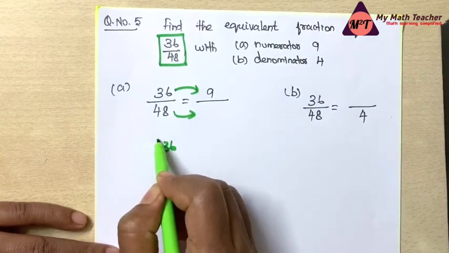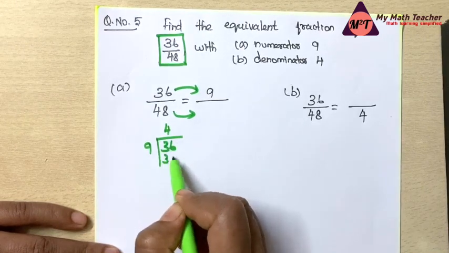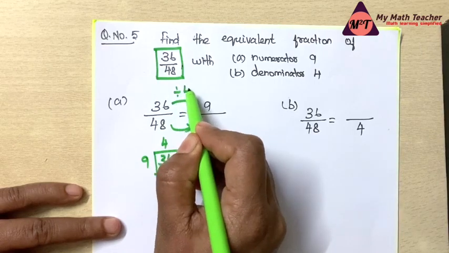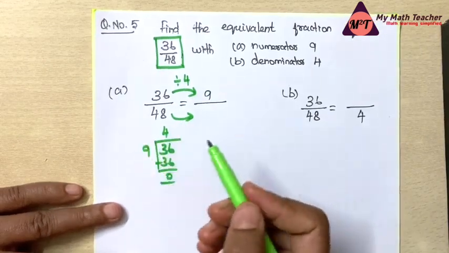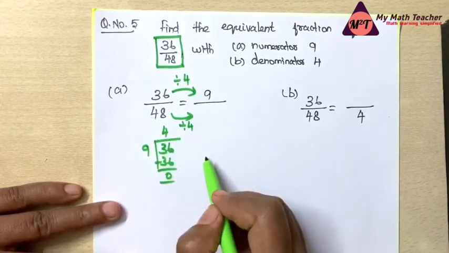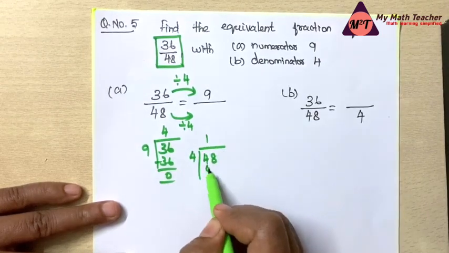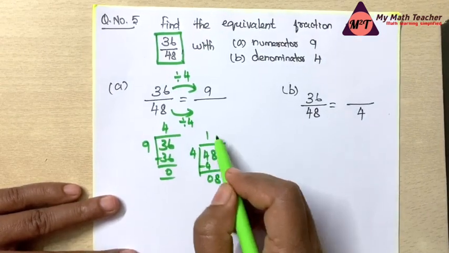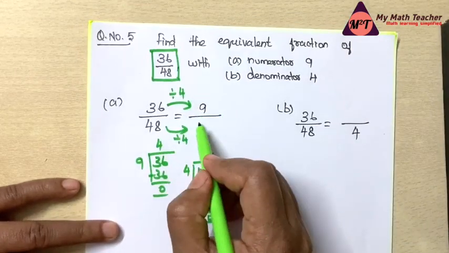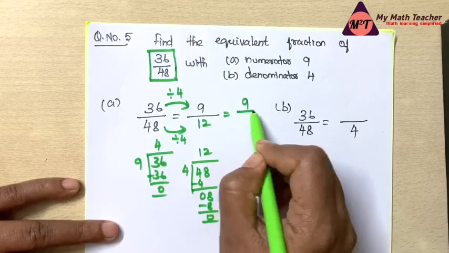36 divided by 9. So we know that 9 4s are 36. The remainder will be 0. Now you have to divide it by 4. This is how you have to find the number. So divided by 4, 48 divided by 4. It will be 12. Now the answer is 9 by 12. So the equivalent fraction is 9 by 12.